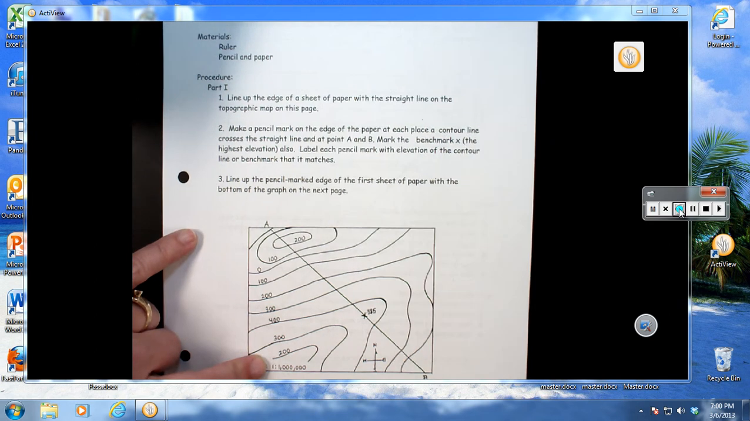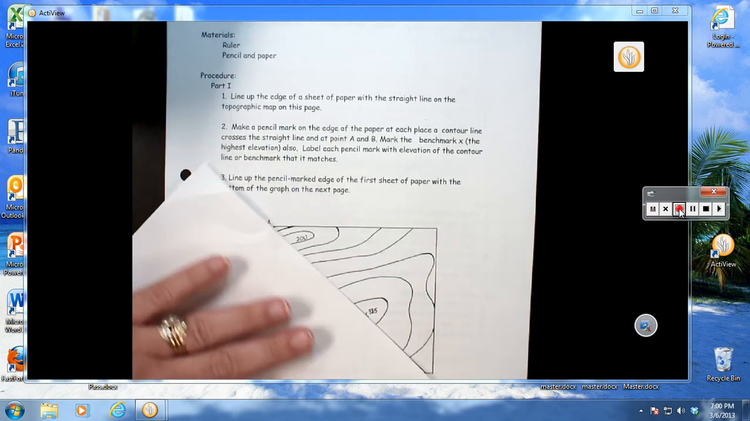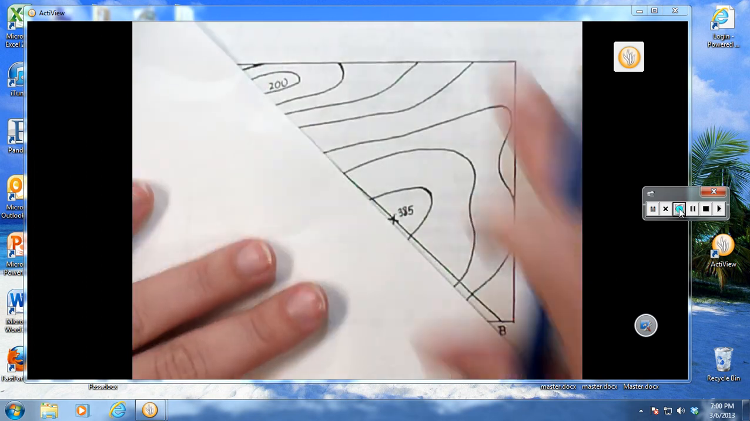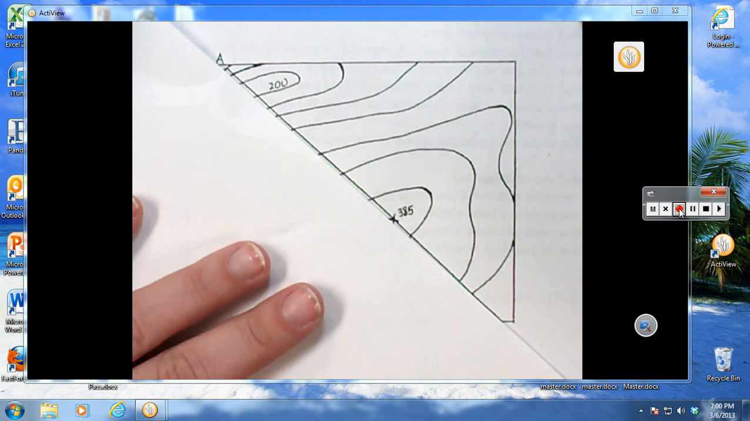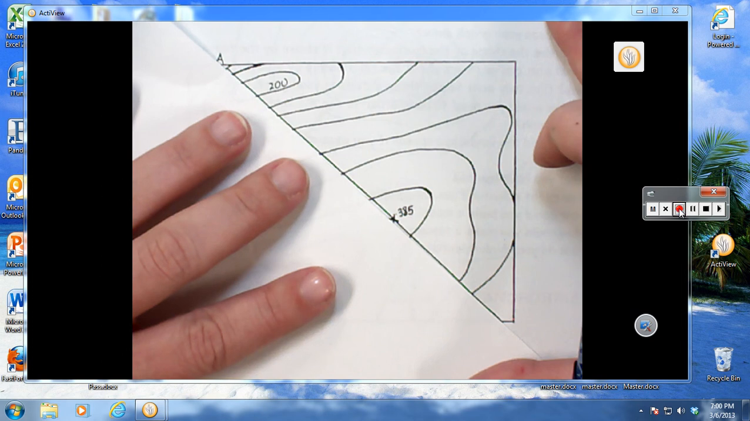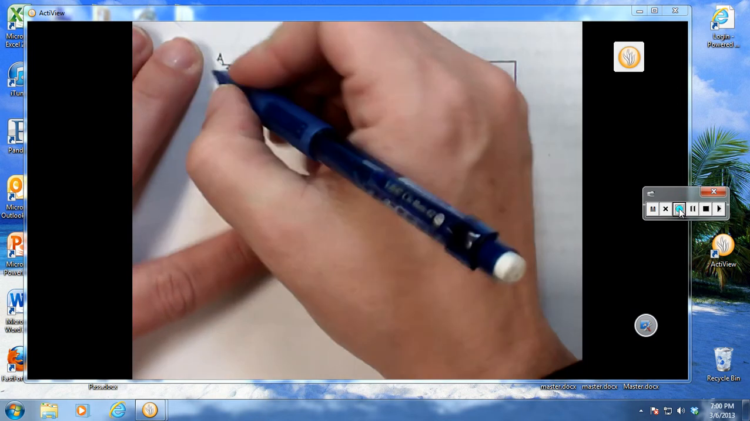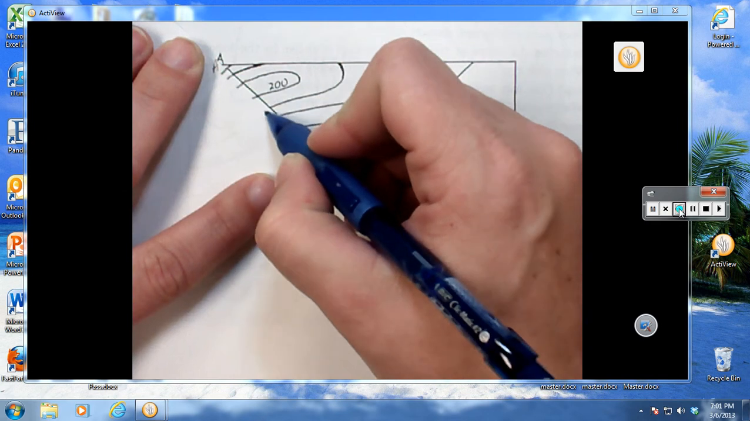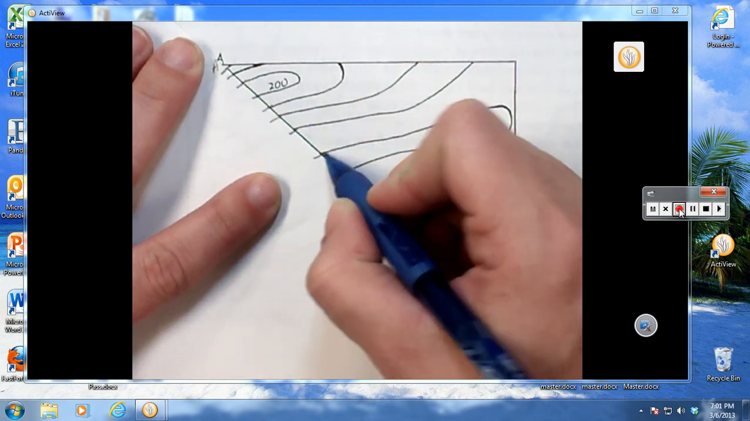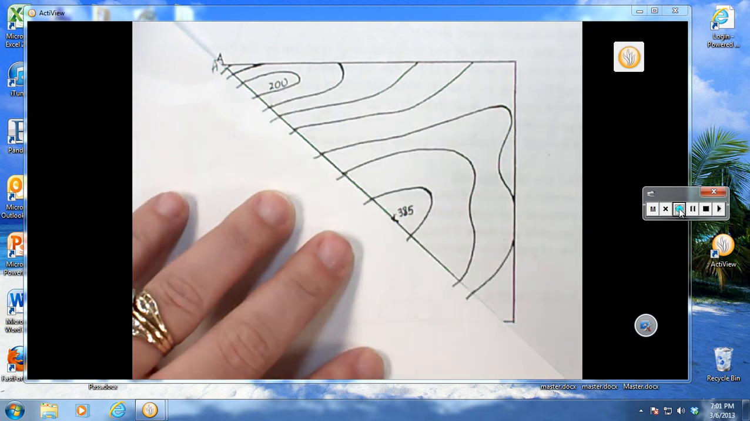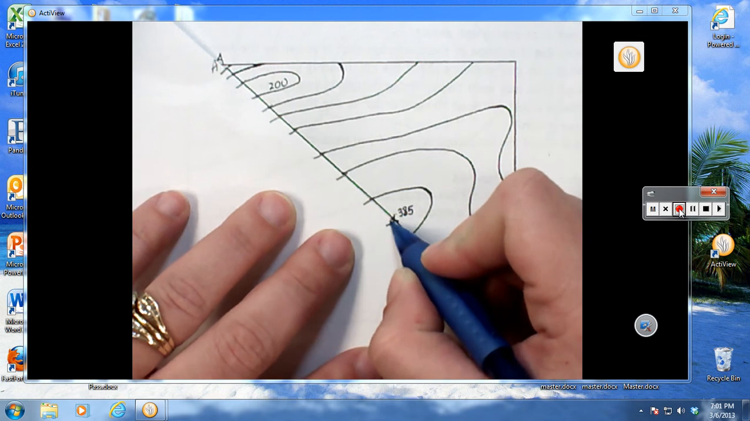So you're going to take your piece of scratch paper, and let me zoom in for you. You are going to line up an edge of the scratch paper with that line that runs through the contour map. And then it says each time a contour line crosses your paper, you're going to make an etch. So first of all, you have A right here. You just make a mark on your paper at each spot that a contour line crosses that straight line. This is your benchmark, so put an X.